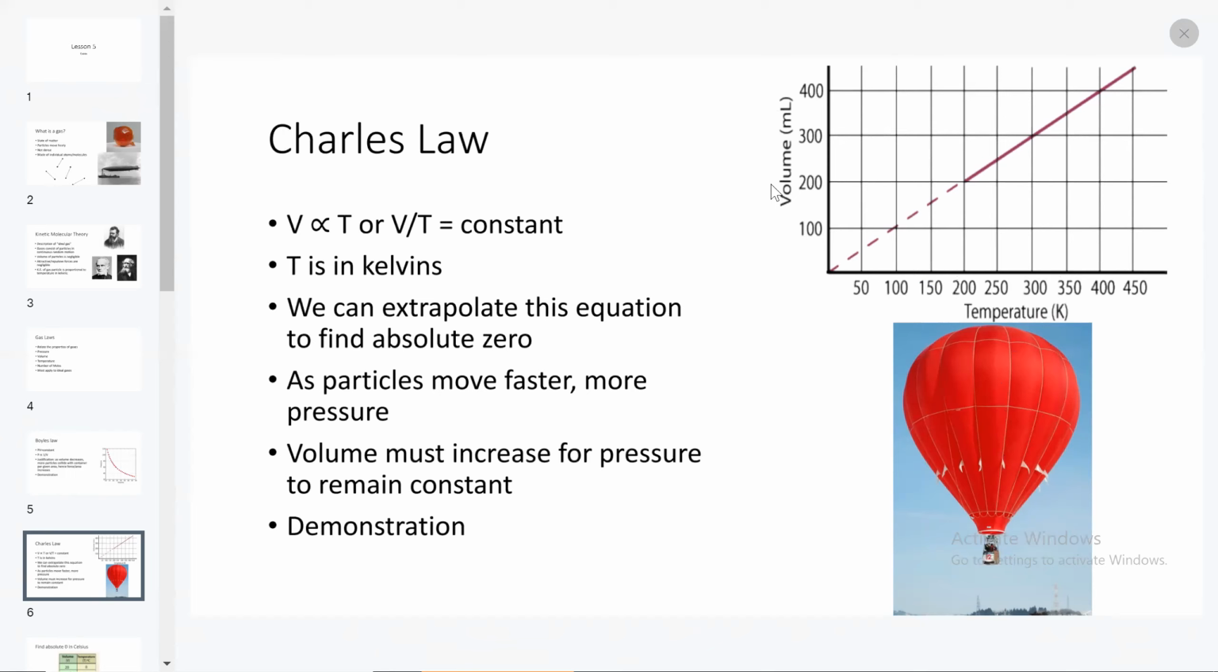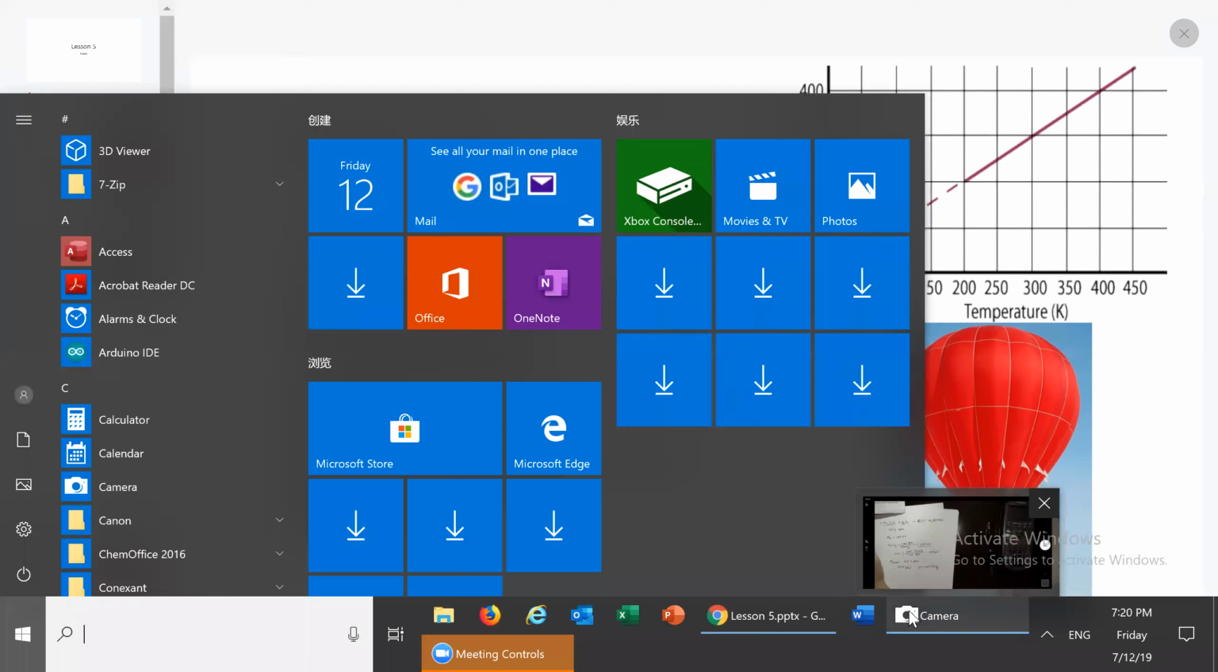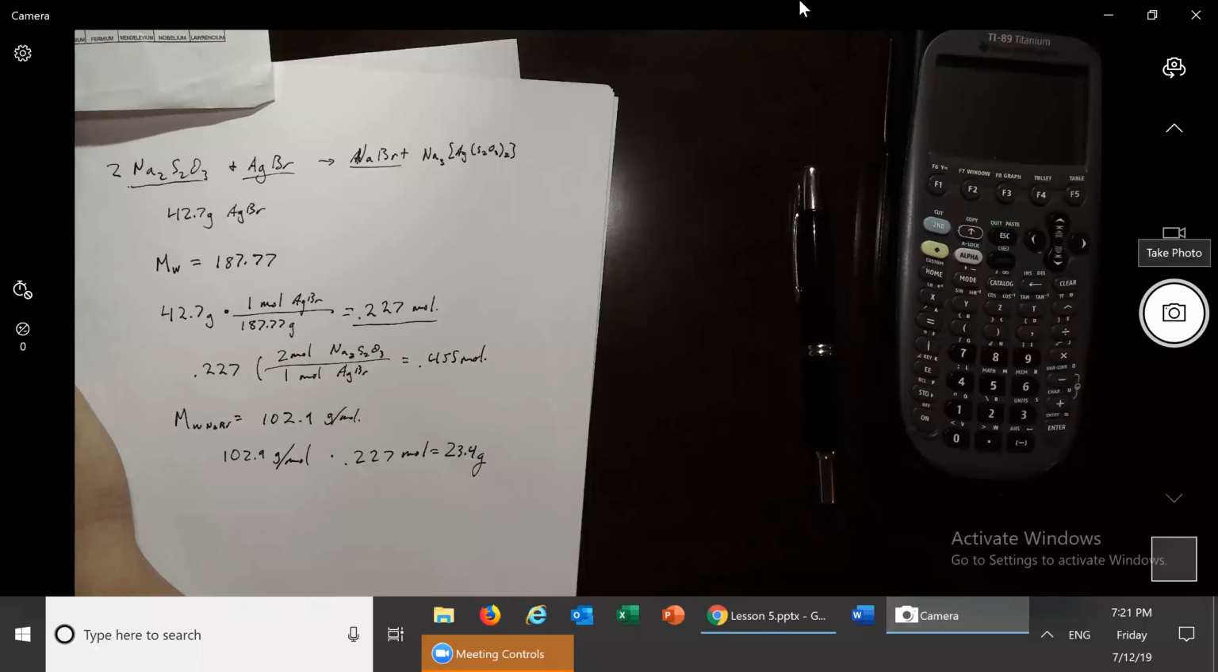So just to demonstrate this, okay. Let me change the camera.